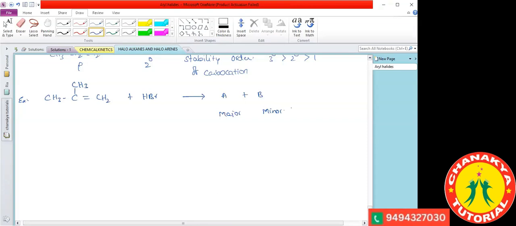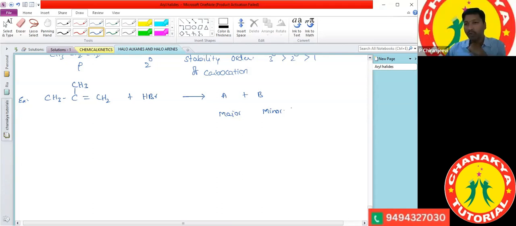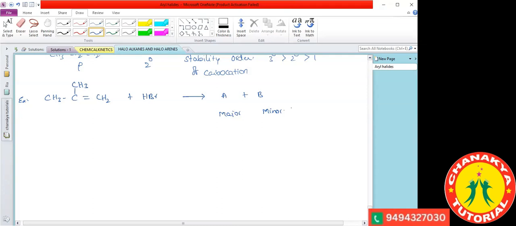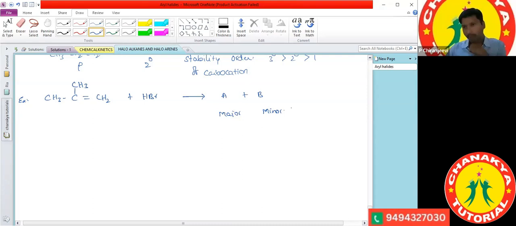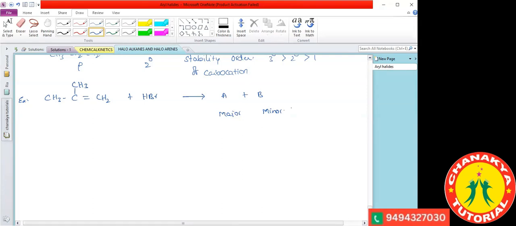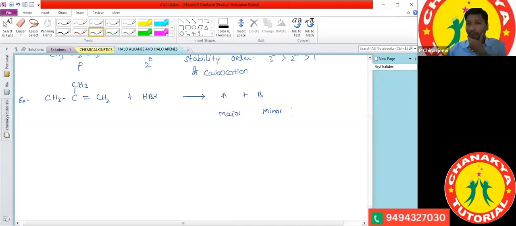The major product is 2-bromo 2-methyl propane. Very good, Aditi. The minor product is 1-bromo propane. Something is missing. 1-bromo 2-methyl propane. Very good, Aditi. 1-bromo 2-methyl propane is the minor product. Ritu, got it? Kathy? Samhita? All of you got the answer or not?